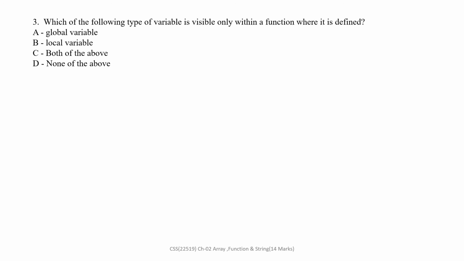Now the third question is: which of the following types of variable is visible only within the function where it is defined? The options are global variable, local variable, both of the above, none of the above. And the answer is local variable.